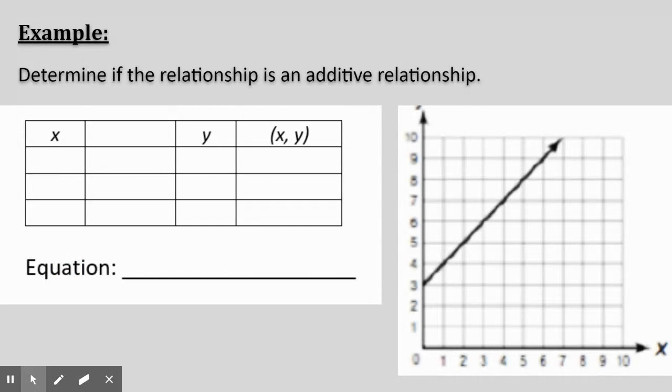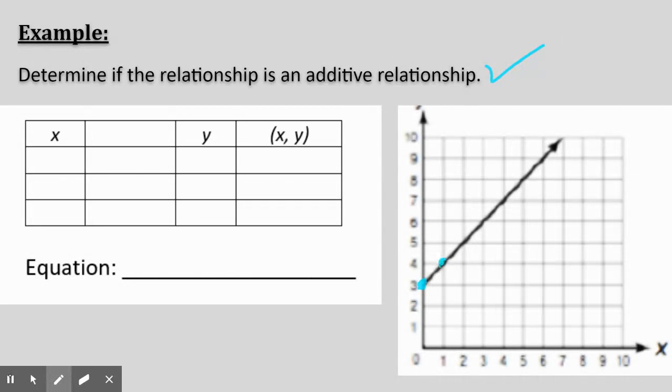All right. So I want to determine if this is an additive relationship. Based on this graph, I should be able to look at it and see, is it additive or multiplicative? I do that by looking at where the graph starts. Well, the graph is starting here on the y-axis, therefore, it is an additive relationship.